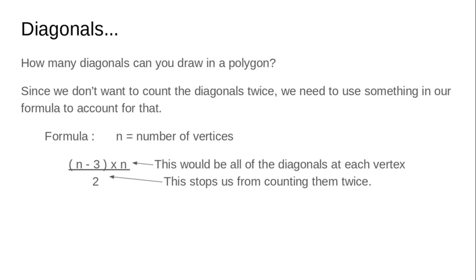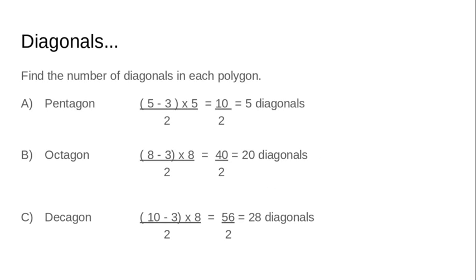So if we divide that by 2, that stops us from counting all of the diagonals a second time. So find the number of diagonals in each polygon. A pentagon has 5 sides or 5 vertices. So 5 minus 3 would be 2, and 2 times 5 is 10. And then we're going to divide that in half. So there would be 5 diagonals.